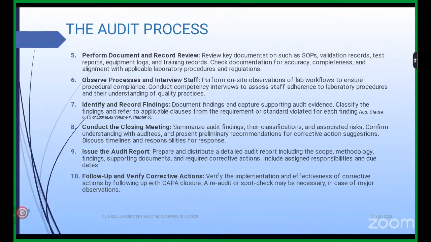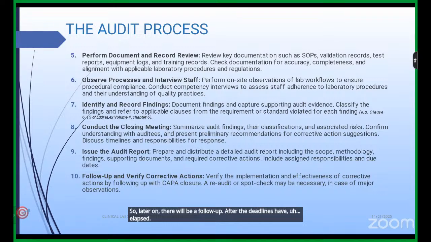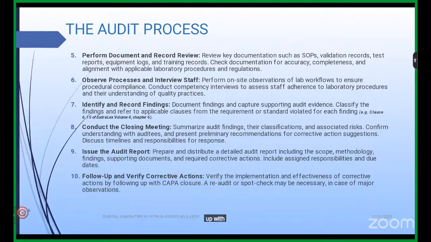So later on, there will be a follow-up. After the deadlines have elapsed, they will verify the implementation and the effectiveness of corrective actions by following up with CAPA closure. Then that process will follow a re-audit. This re-audit is to spot check what is necessary in case of major observations.